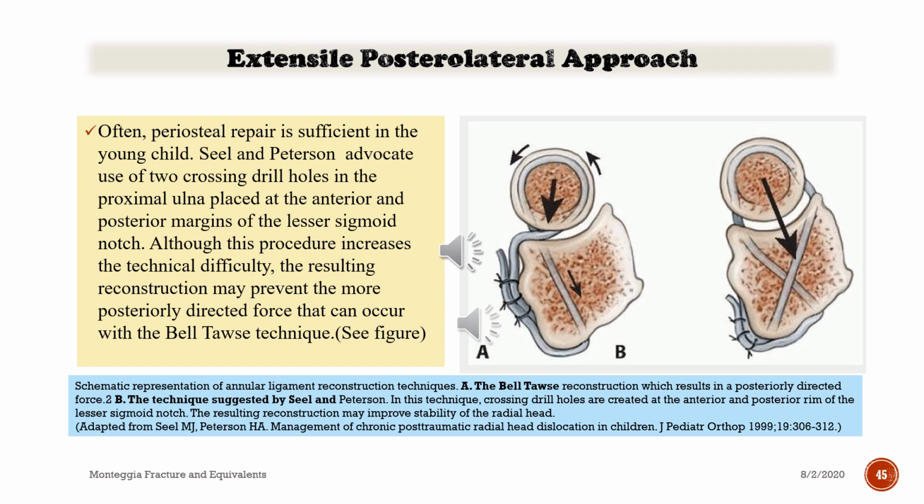Seal and Peterson advocate use of 2 crossing drill holes in the proximal ulna placed at the anterior and posterior margins of the lesser sigmoid notch. Although this procedure increases the technical difficulty, the resulting reconstruction may prevent the more posteriorly directed force that can occur with the Bell-Tors technique. See figure.